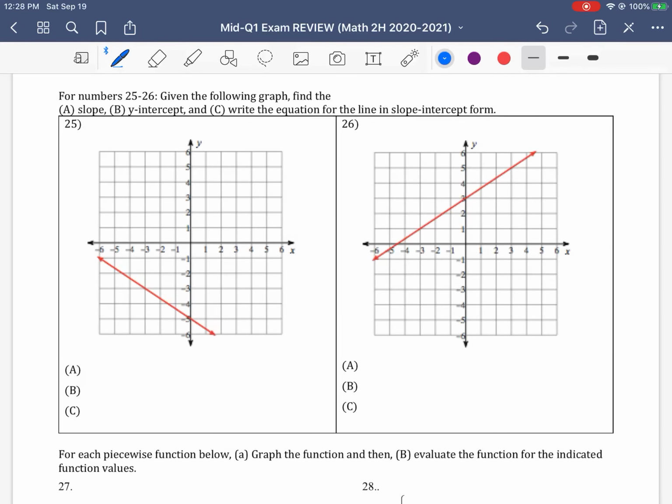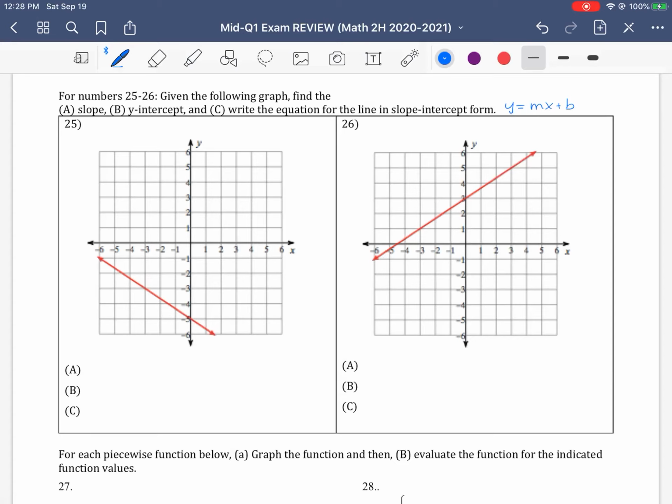So on this, again, just reviewing that same linear piece that we just used, it says, given the following graphs, find the slope, y-intercept, and then write the equation in that slope-intercept form. So that's slope-intercept form, y equals mx plus b.